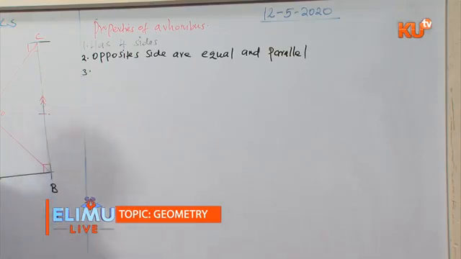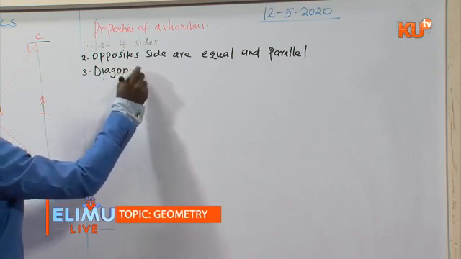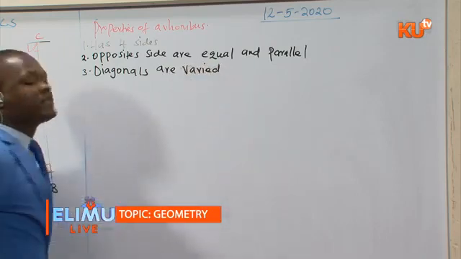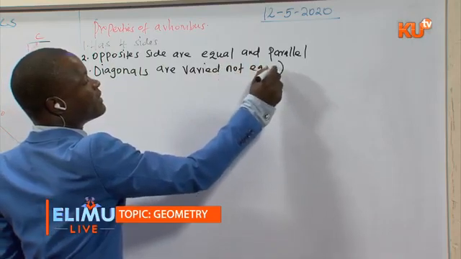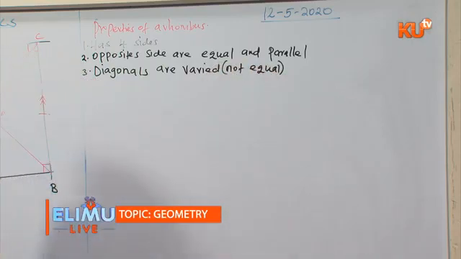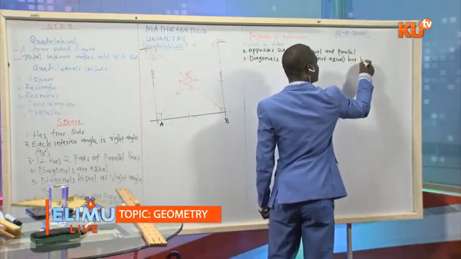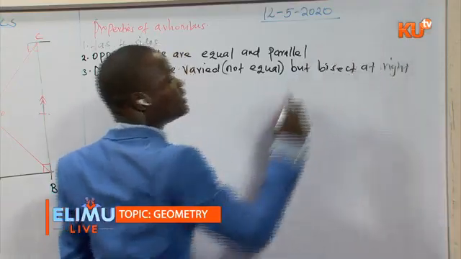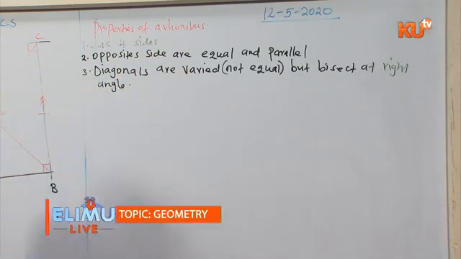Then the third property of a rhombus is that diagonals are varied. That means that diagonals are not equal. So let me write here in brackets: diagonals are varied, that means diagonals are not equal, but bisect at right angle. The diagonals are not equal, but bisect at right angle.